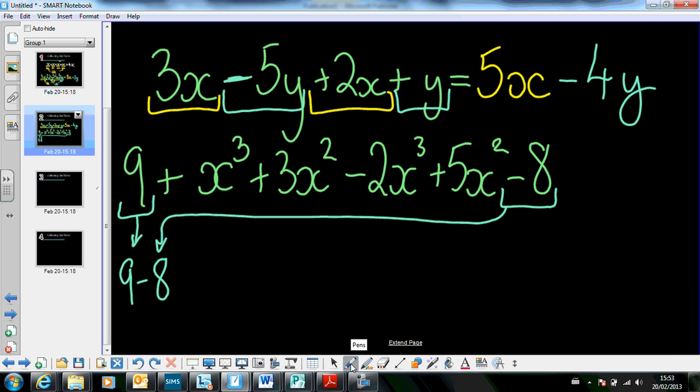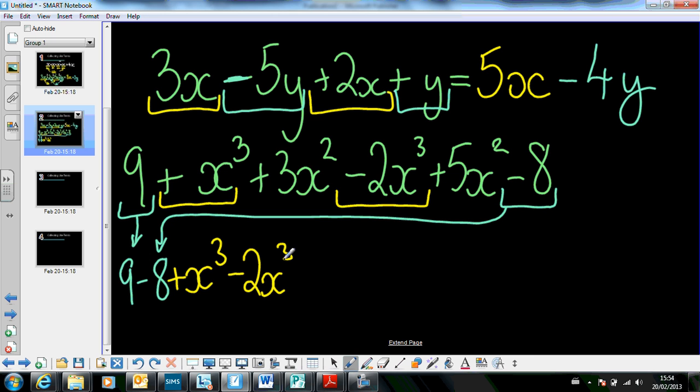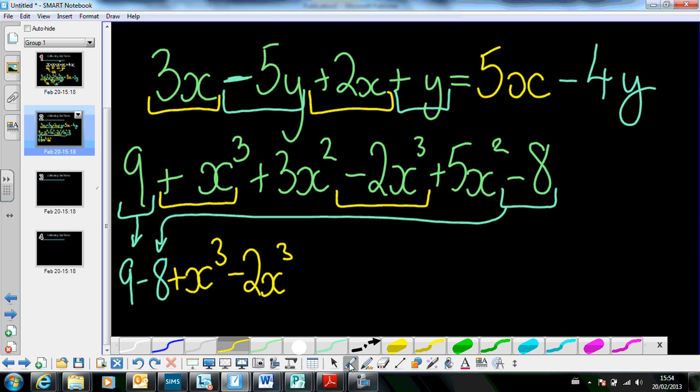Okay, what about the x cubed? So I've got a plus x cubed here and a minus 2x cubed there. So they're like as well because they're both x cubed. Not the same as x squared. We don't consider those terms to be like. We can't collect them together. Plus x cubed minus 2x cubed. And again, I'll collect them together in a second once I've rewritten everything else.